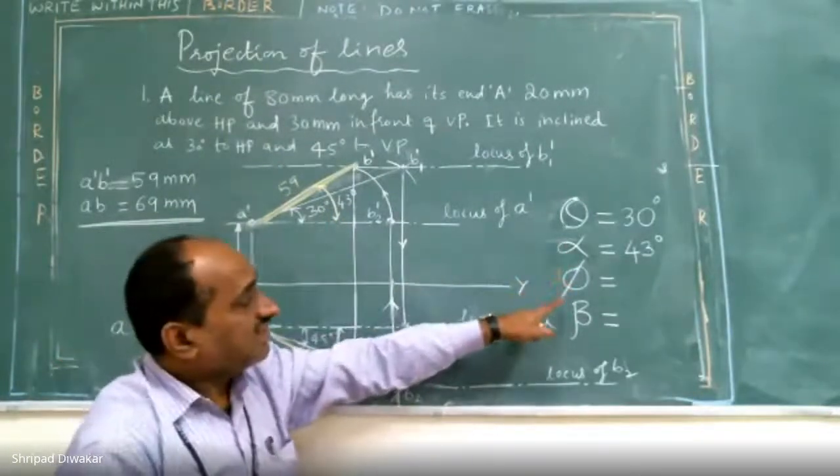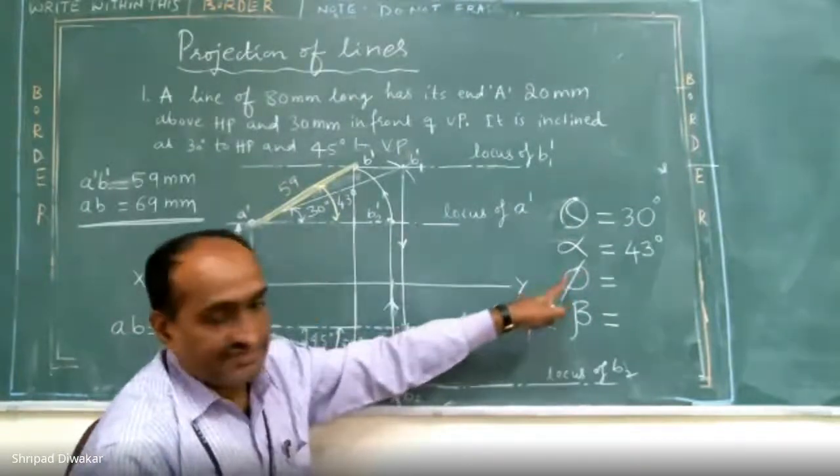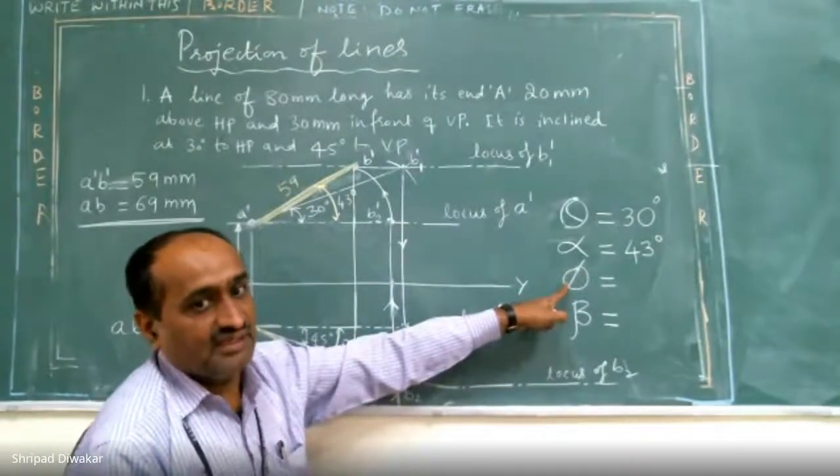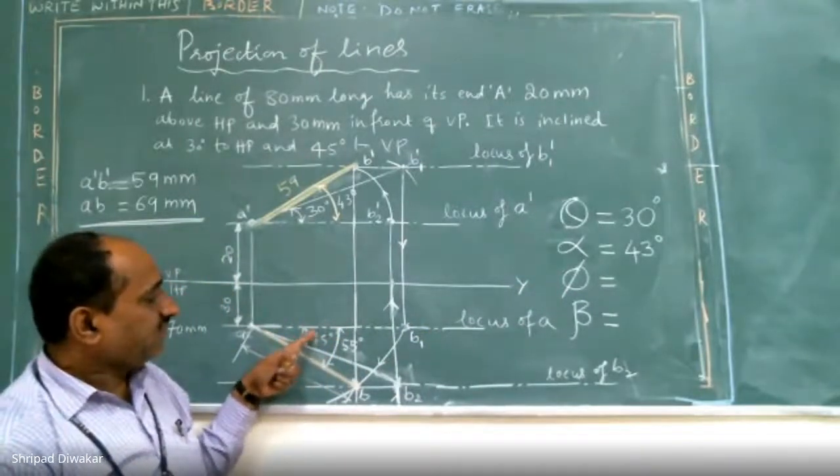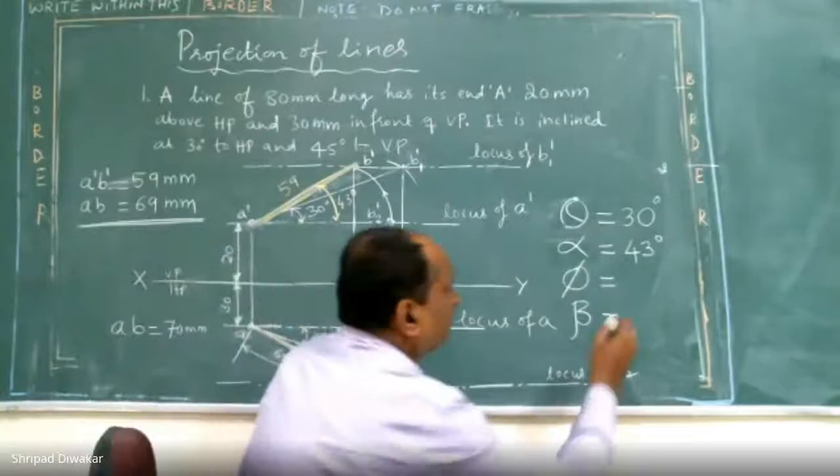Next, okay, don't make confusion between theta and phi. This is called as phi. This is also a Greek letter. Phi is the true inclination of the line with respect to VP. That is 45 degree. Okay.